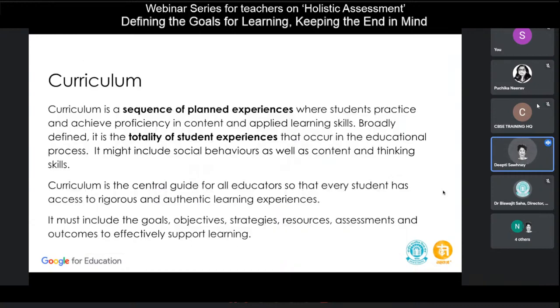So like I said, we are going to dwell a little more on the curriculum. So what is the curriculum? It is a sequence of planned experiences. Everything that you do in the classroom needs to be planned. It has to have some blueprint. You have to have some sort of a plan of action, what's going to happen in the class.